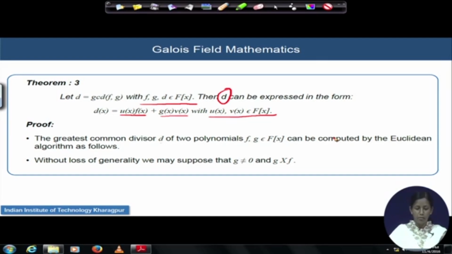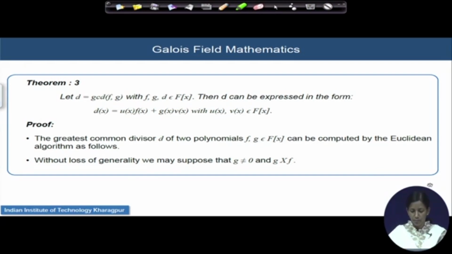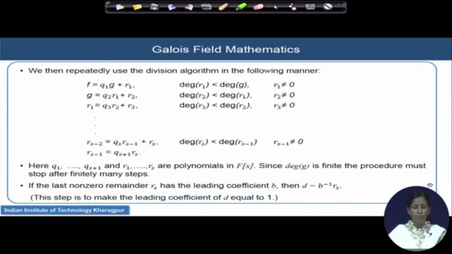We assume that g is not equal to 0 for the next example, and g is not a divisor of f. d is the divisor for both of them, but g is not the divisor of f. Let us start with that example. We find that f can be written as q into g plus r. Here we will write it as f = q1 g + r1, where the degree of r1 is always less than the degree of g. If this is the situation, then we can form another recurring equation, g = q2 r1 + r2.